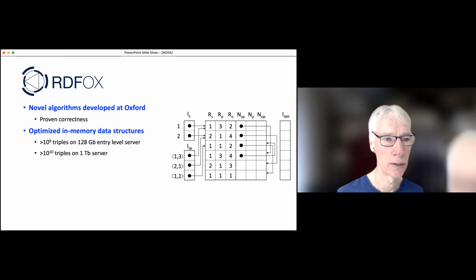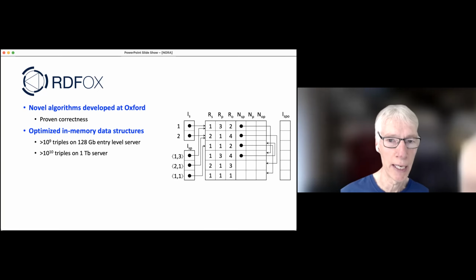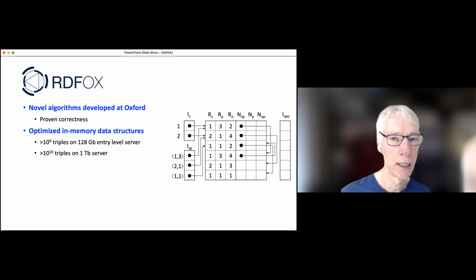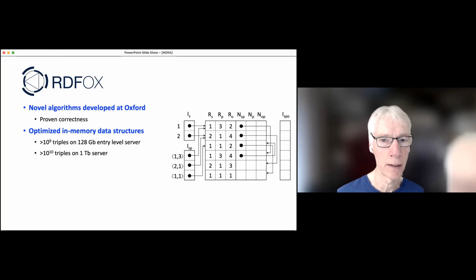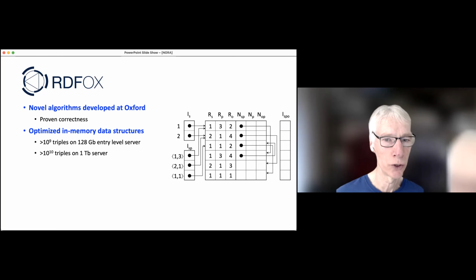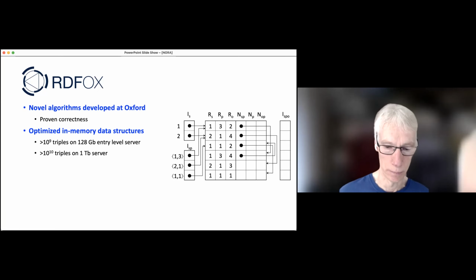So in RDFox, we developed this novel data structure, which we actually patented, which stores all of the graph in memory. And it's designed in such a way that we can exploit the compare and store instructions that multi-core processors have in order to update the data structure without locking. So most of the operations on this data structure are completely lock-free, which allows us to exploit multi-core parallelization.